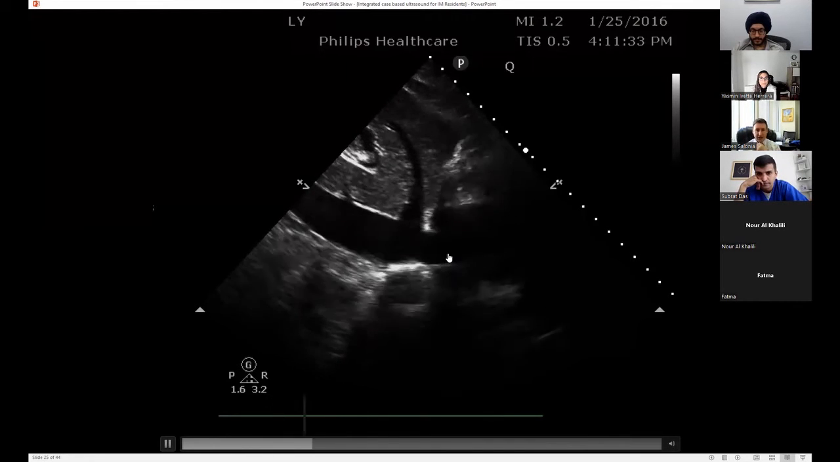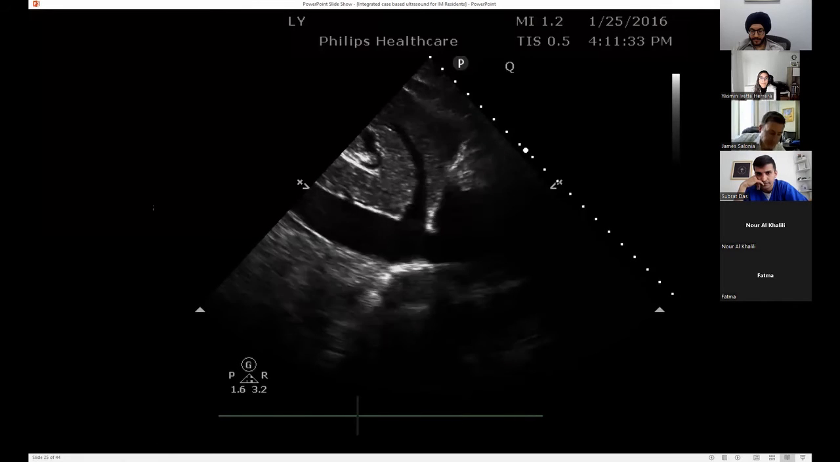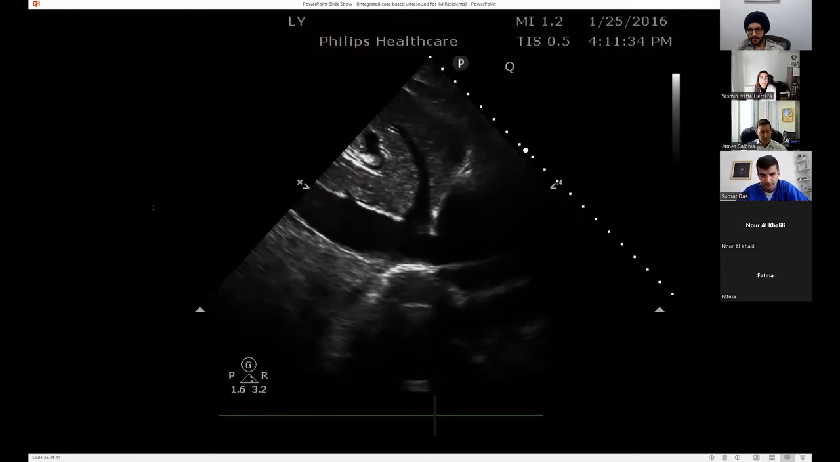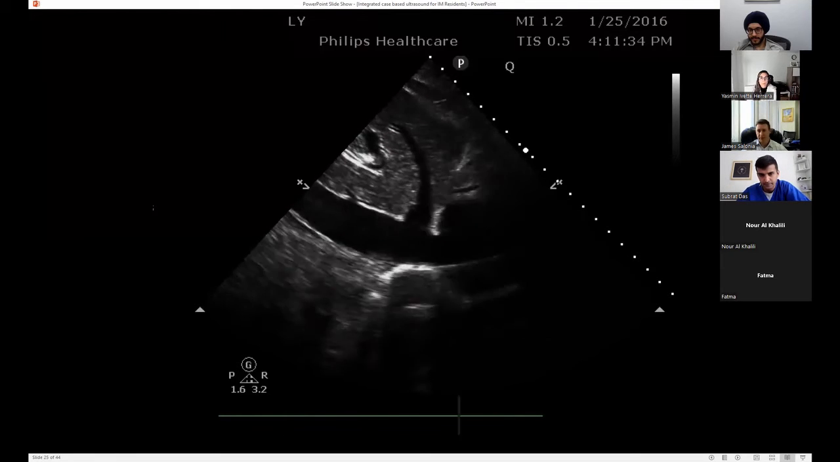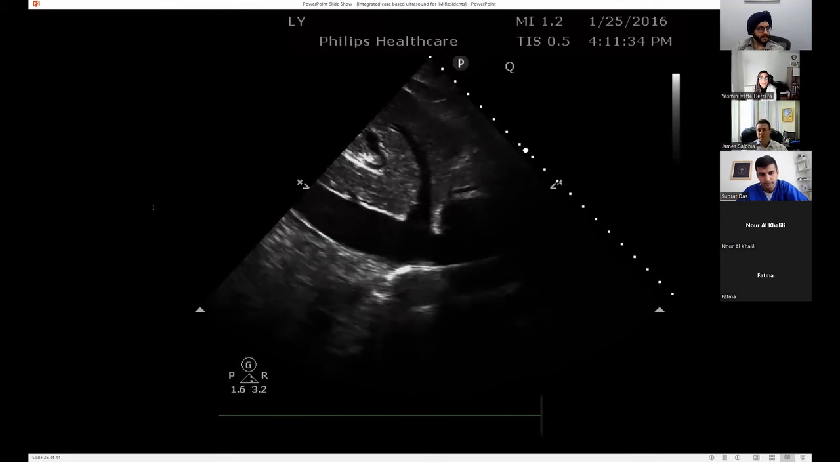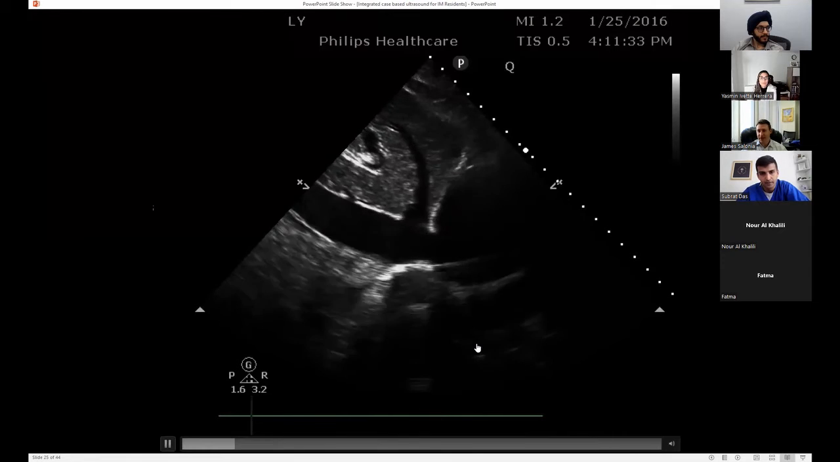So what can we say about this IVC? Yasmin was starting on it. What do we think? We can say it's dilated with no respiratory variation. So what does that mean to you? It's an indication for also increased right side pressures. I love it. So increased CVP is what you would say, right?